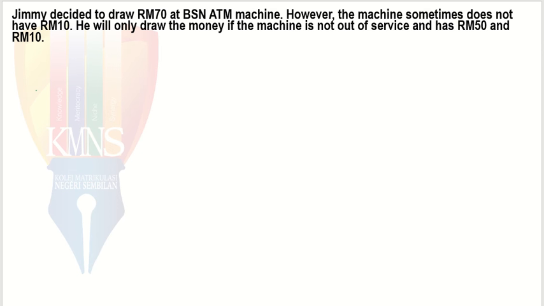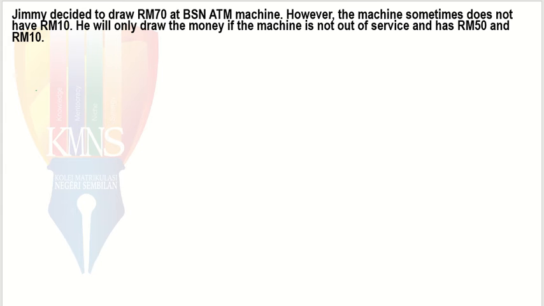This is a question from the last tutorial. This is a logic statement, so we need to derive the Boolean expression first, and then we can do the truth table. Jimmy decided to throw 70 ringgit at a BSN ATM machine. However, the machine sometimes does not have 10 ringgit. He will only throw the money if the machine is not out of service and has 50 ringgit and 10 ringgit.